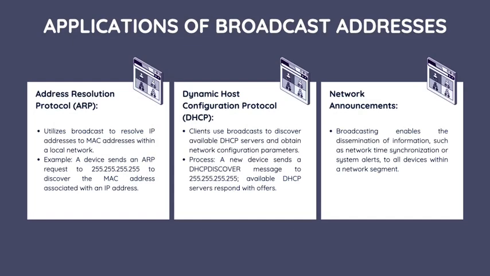So, where do we see broadcast addresses in action? Here are some common applications. The Address Resolution Protocol (ARP). When a device needs to find out the MAC address of another device, it sends a broadcast ARP request to 255.255.255.255. Then comes the Dynamic Host Configuration Protocol (DHCP). So it is like when a new device joins a network, it sends a broadcast request asking for an IP address. And the third one is the network announcements. Things like network time synchronization and system wide alerts often use broadcasts to reach all devices quickly.